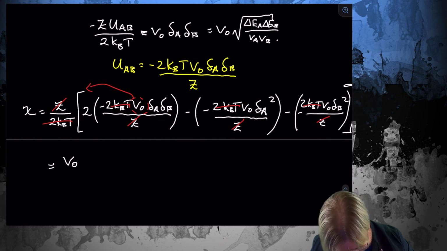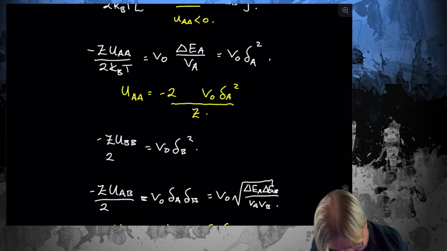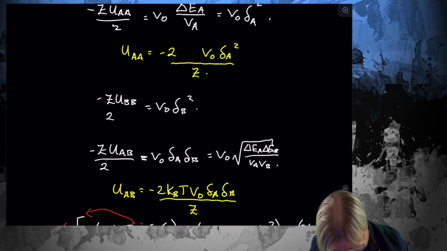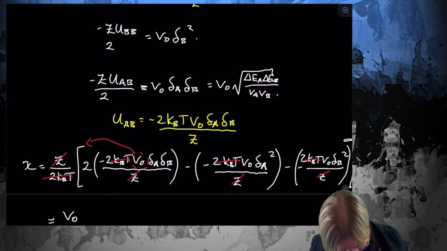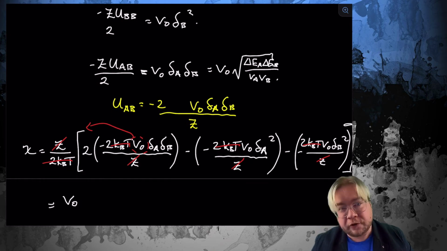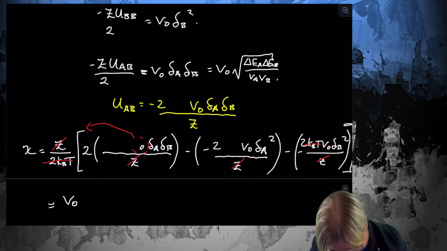Actually, I made a mistake here. There should be no kBT in these fractions. So this term shouldn't have it. This term shouldn't have it. I took too many things inside. I think this about fixes it. Okay, so if you did that, make sure you take those terms out. So let me fix the equation for you.